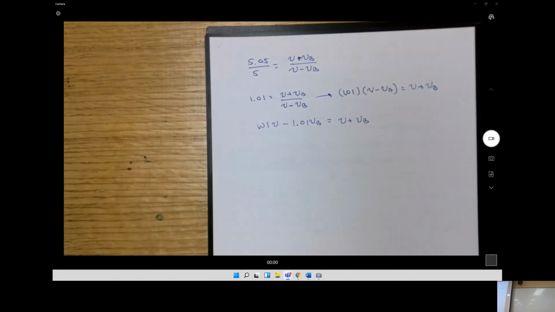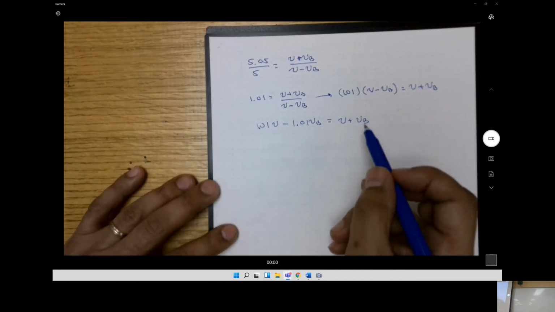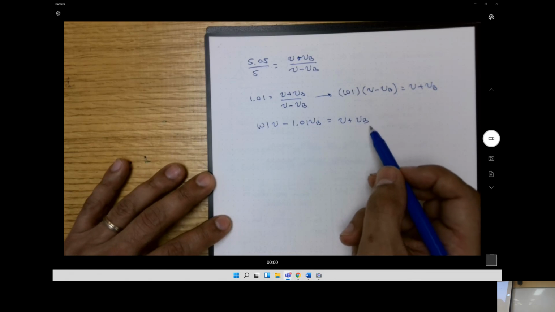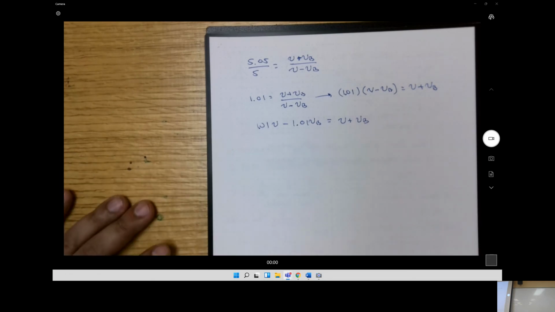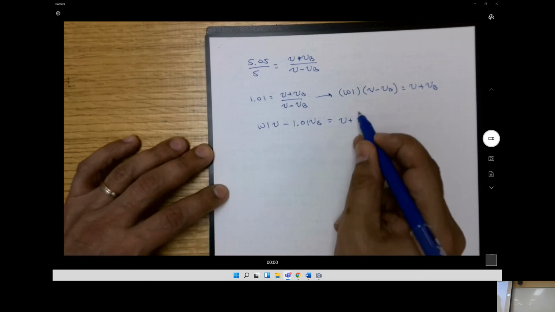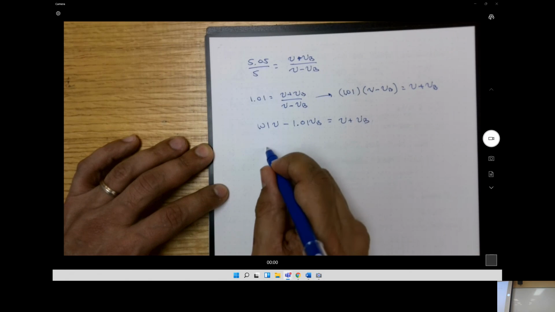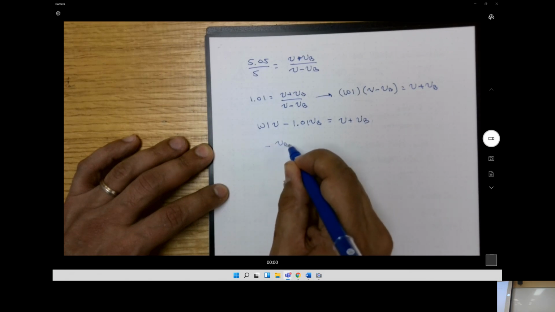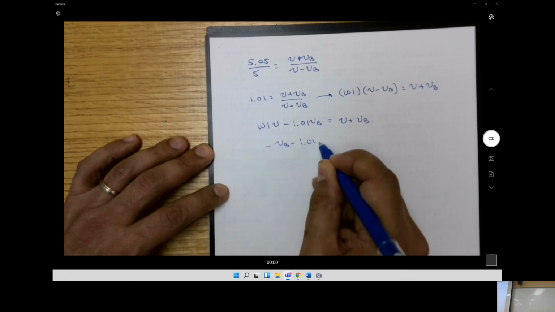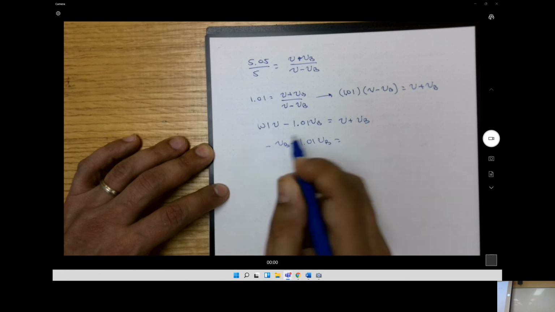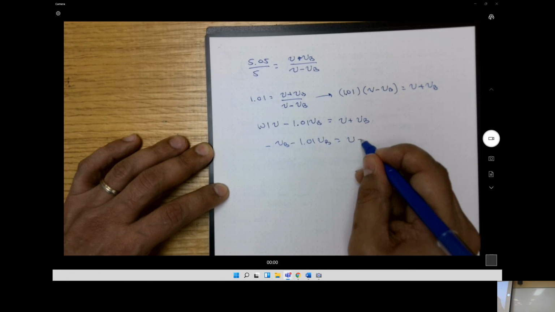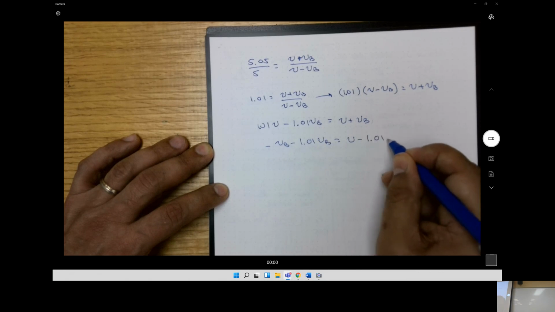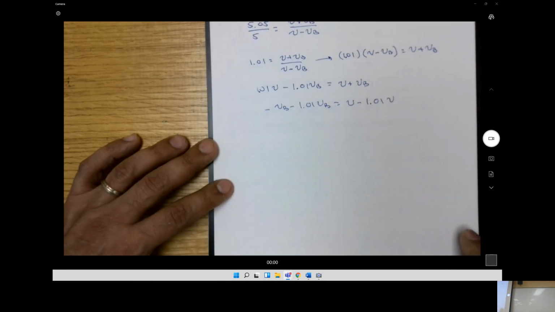Okay, and then what I'm going to try to do is isolate the variable. Everything that belongs to the velocity of the cells, B sub B, I'm going to put on the left side. Everything else I'm going to put on the right side. So this is going to be subtracting. So I'm going to have minus BB minus 1.01 BB. This one is going to subtract also on the other side, so it's going to be V minus 1.01 B.